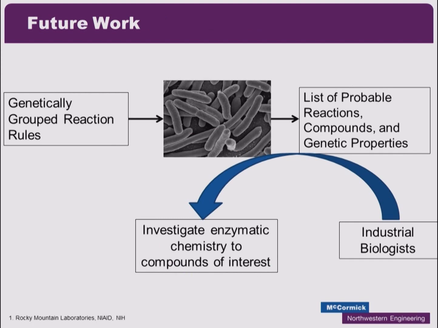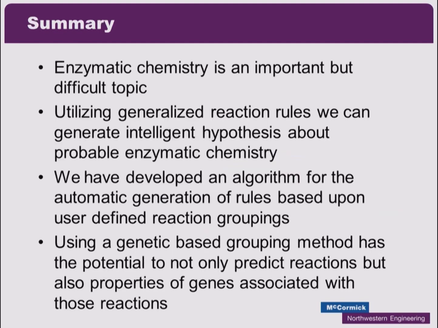My ultimate goal is to use these genetically grouped reaction rules and apply them to E. coli to generate a list of probable reactions, compounds, and genetic properties that correspond with those predicted reactions. This will allow industrial biologists to just look through this list and identify promising compounds that are easy to generate from E. coli, and it'll give them some hints as to what enzymes they might want to look at to perform those reactions. Hopefully this will dramatically increase the rate of enzymatic chemical research.